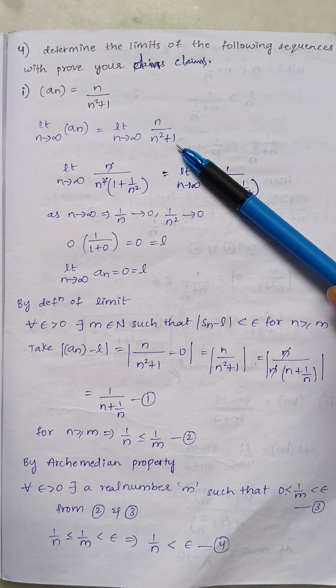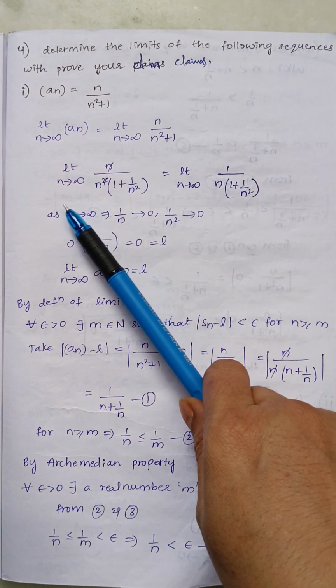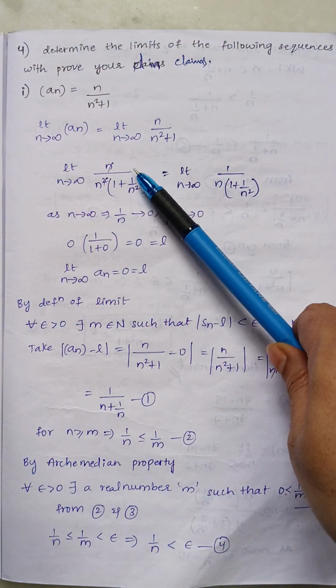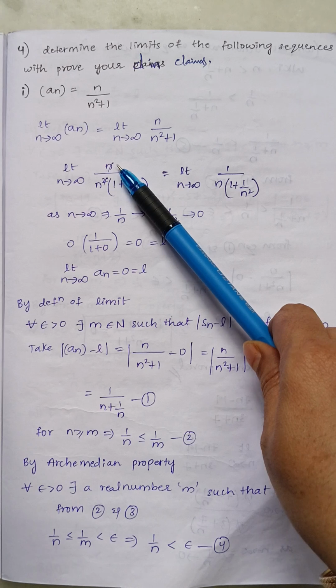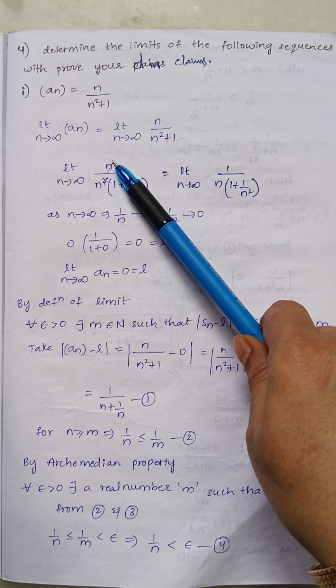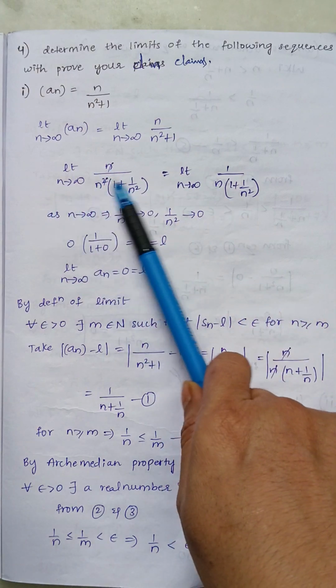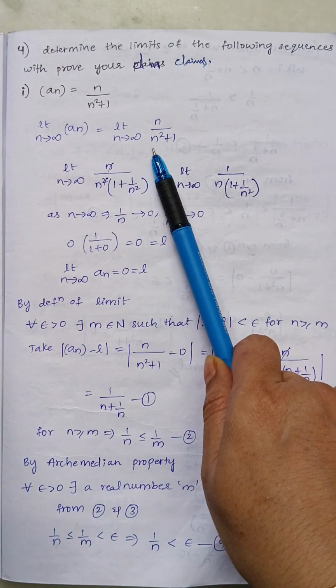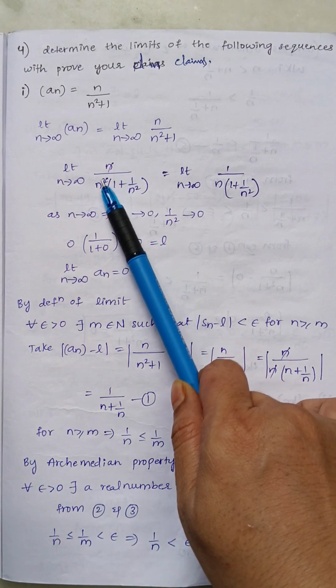When a sequence is given, write the limit of that sequence as n tends to infinity. How to find it? Take the highest degree common in numerator and denominator. So n is the highest one in the numerator, take n as it is. What is the highest degree in the denominator? n square. So take n square as common, then 1 plus 1 by n square, and the common factor gets cancelled.